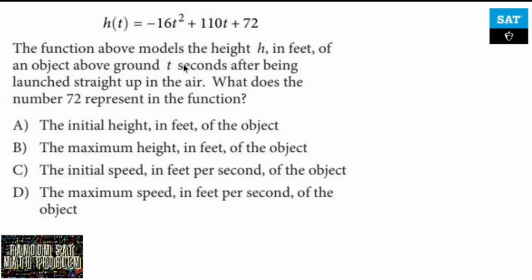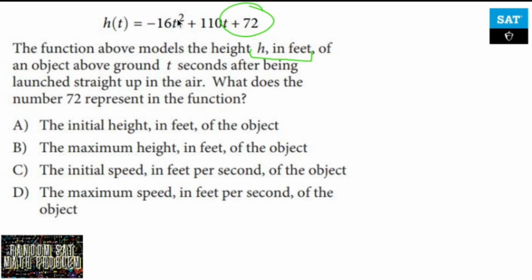The function above models the height h in feet of an object above ground t seconds after being launched straight up in the air. What does the number 72 represent in the function? Whenever you are given a function, no matter what it's talking about, 72 with no attachments is the y-intercept. The t here represents time. The h here represents height in feet.